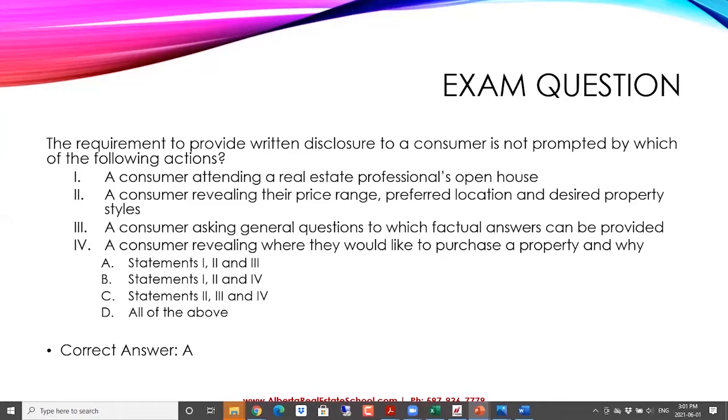However, when somebody starts to give us confidential information like why, or the motivation or the reason they want to buy the property in this particular area, that is confidential information and therefore requires disclosure. So in this case, 1, 2, 3 would not require disclosure, but the last statement here would require a written disclosure to be provided to the consumer.